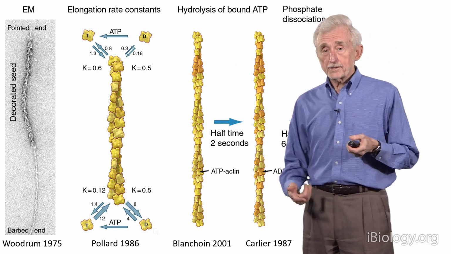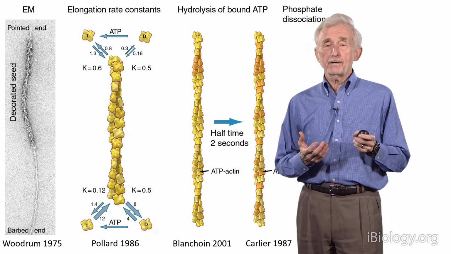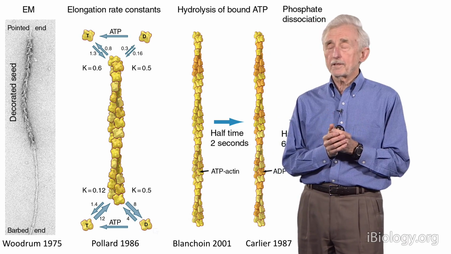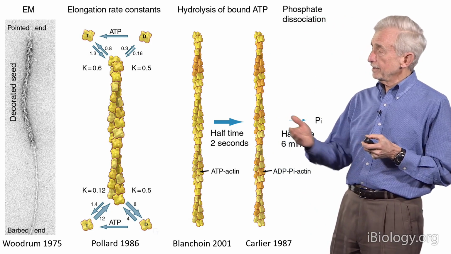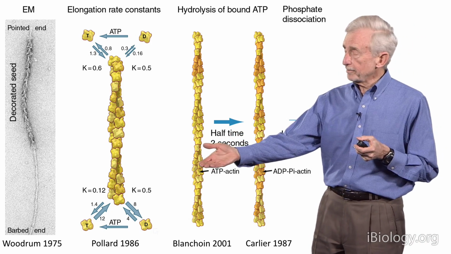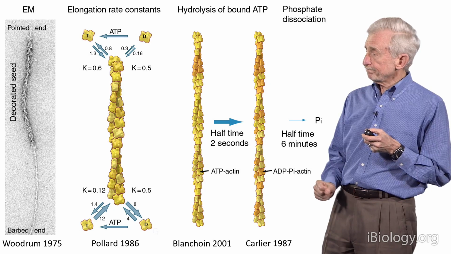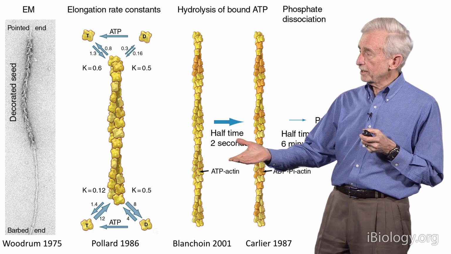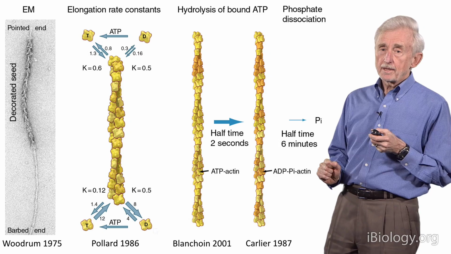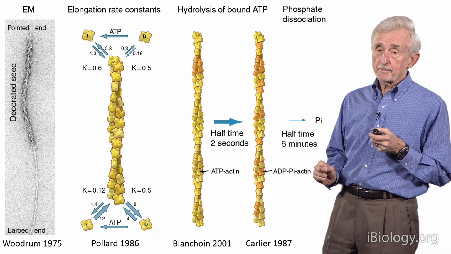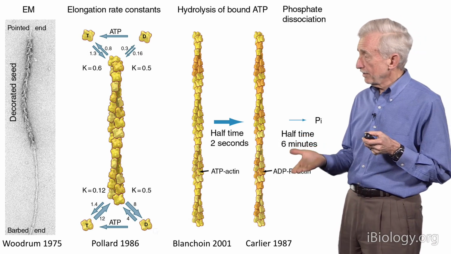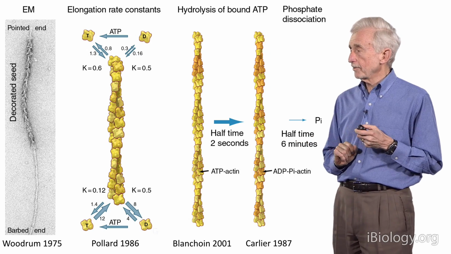Now, I mentioned before that actin has ATP bound in the cleft between the 2 halves of the molecule. After the actin molecule is incorporated into the filament, then ATP is hydrolyzed. The half time for this reaction is about 2 seconds, and then the dissociation of the gamma phosphate is much slower, on the order of 6 minutes over here.